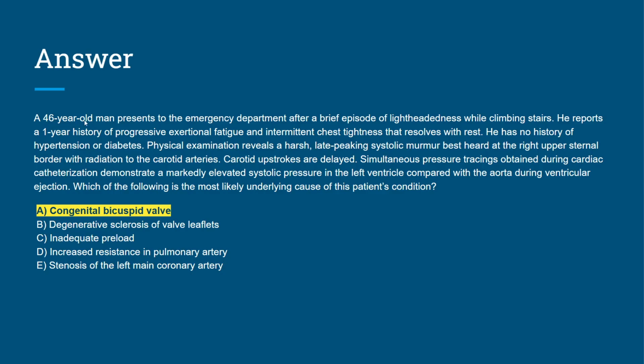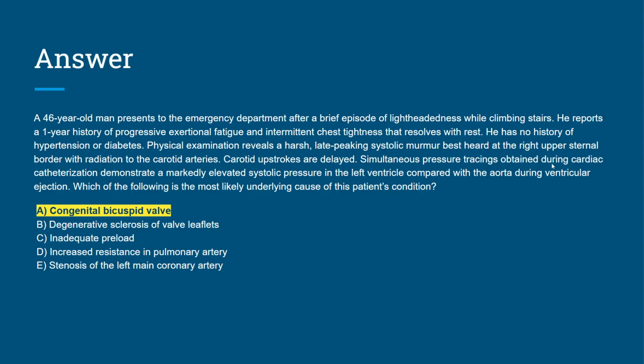Oh, also the age. He's kind of middle aged. He's not really old. Physical examination reveals a harsh, late peaking systolic murmur heard best around the right upper sternal border. Okay, and the radiation to the carotid artery. So that's already a giveaway that this is aortic stenosis. And because he's a pretty young guy, we're thinking that it's more of the congenital bicuspid valve. Okay. So carotid upstrokes are delayed.